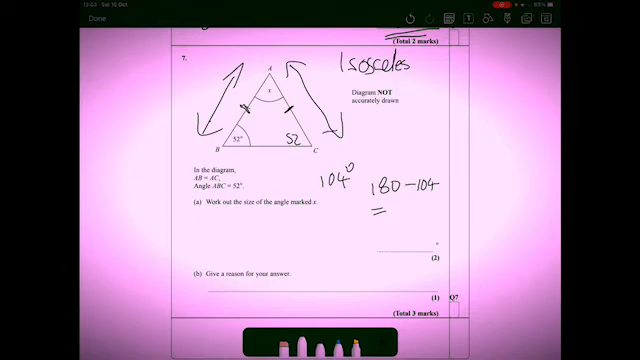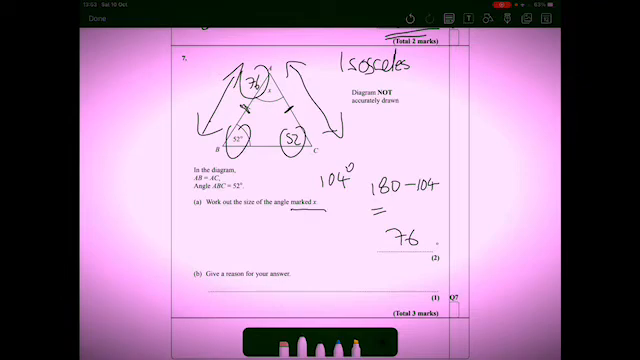Tap, tap, tap. I have 76 degrees up here. I could always then add those three angles back together to make sure that it adds up to 180 altogether. 7b, give a reason for your answer.